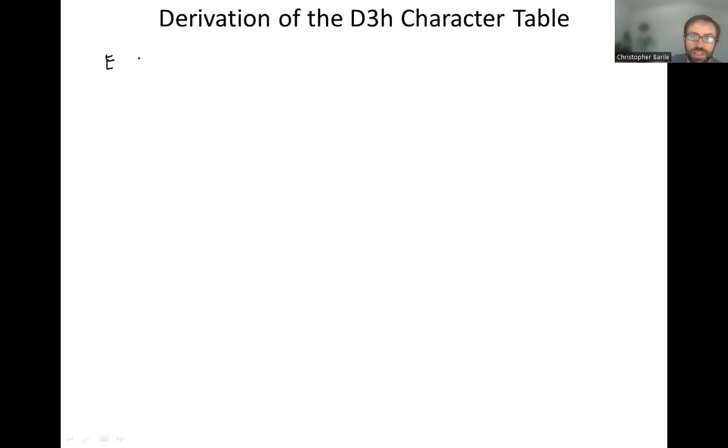By convention, we always put the identity class first. We had a 2C3 class, put your principal rotation class second. You don't have to do it this way, but if you want it to match other character tables in the literature, you're going to do it this way. Then we had our n perpendicular C2s, where n equals 3 because we're a D3h point group. Then we have a sigma h class, 1 sigma h. We had the 2S3, remember that was the S3 1 times and the S3 5 times. And then we had the 3 sigma vs.